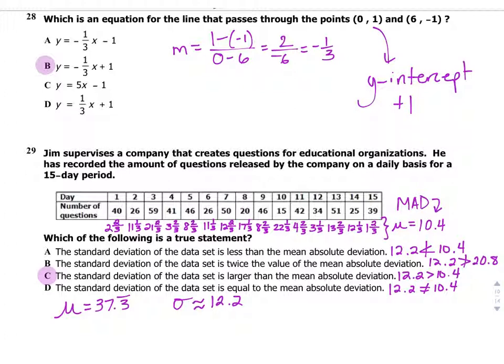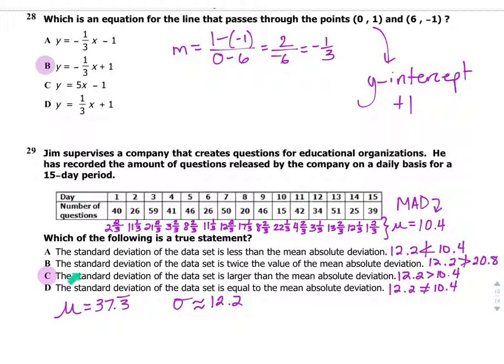So that means really all I have to do here is find my slope. I chose to do 1 minus negative 1, and then of course you have to keep it in the same order, 0 minus 6, to find the slope. So 1 minus negative 1 is 2, 0 minus 6 is negative 6, negative 1/3 is my slope, making the only possibilities A and B, and then recognizing that positive 1 has to be the y-intercept.